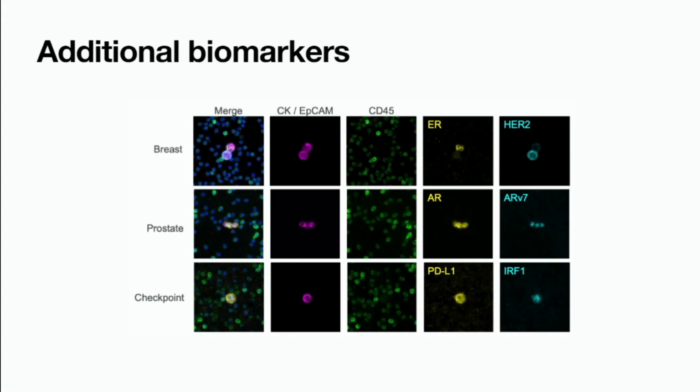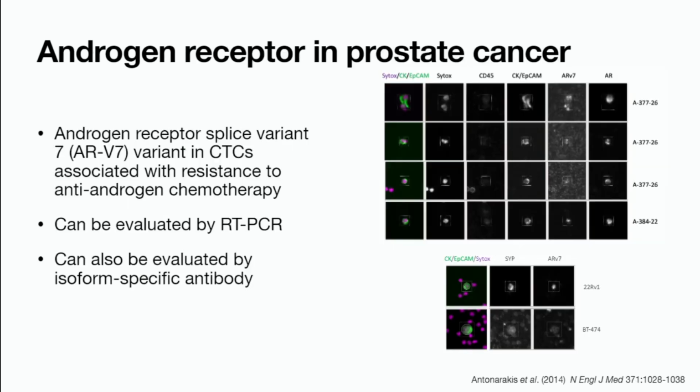This is an example of some additional biomarkers you can look at. So for example, in breast cancer, you can look at estrogen receptor, you can look at HER2. For prostate cancer, you look at androgen receptor in this particular isoform of androgen receptor. And also there are assays, for example, for PD-L1 and MUM1 that you can look at as well.